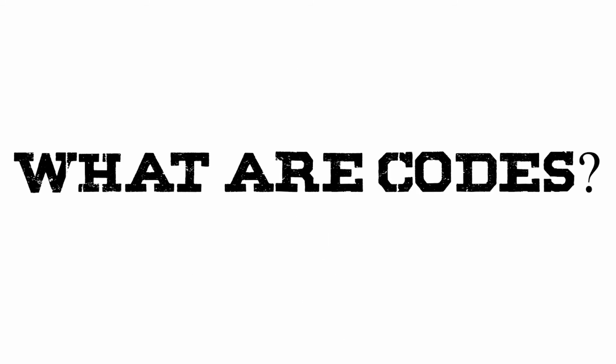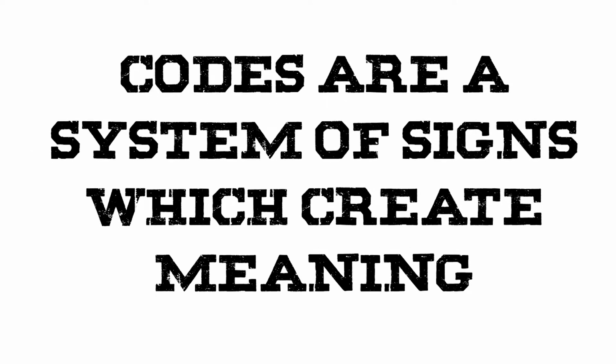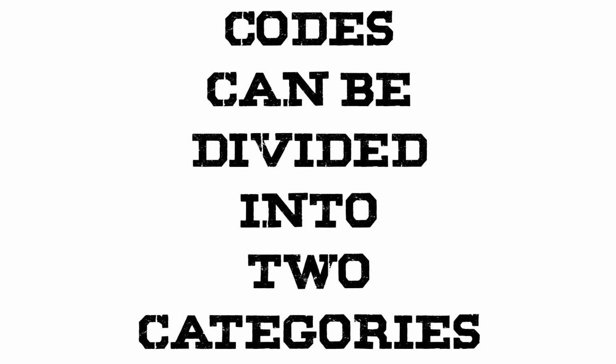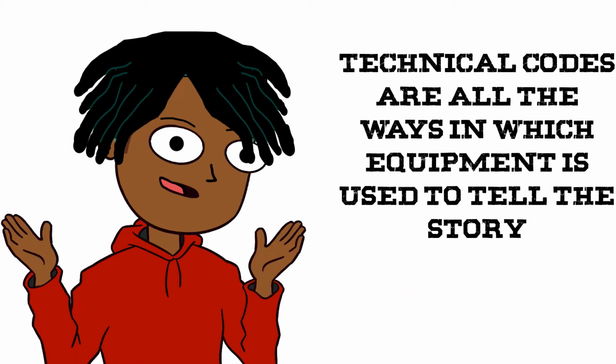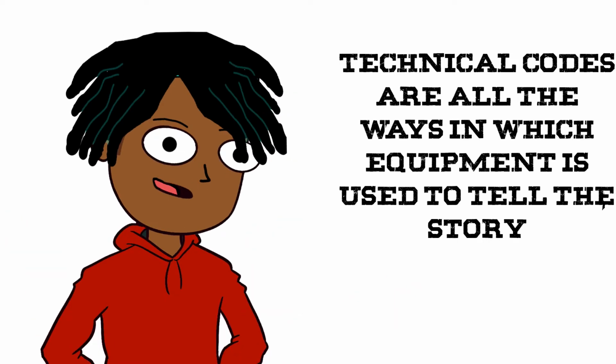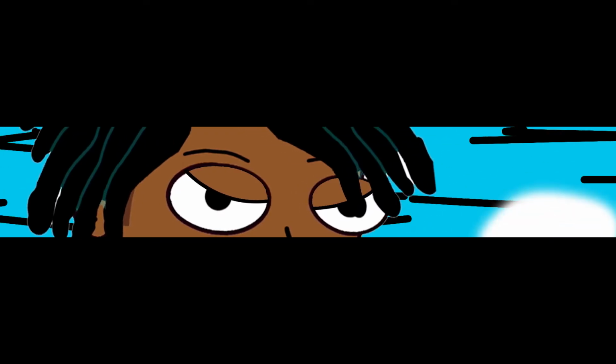But before we get to all that, we got to figure out what codes are first. Well, codes are a system of signs which create meaning. Codes can be divided into two categories, technical and symbolic. Technical codes are all the ways in which equipment is used to tell the story. For example, the camera work in a film.